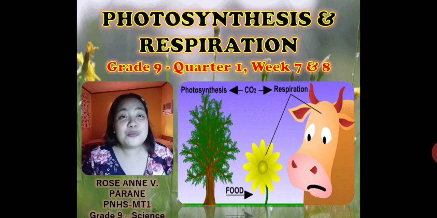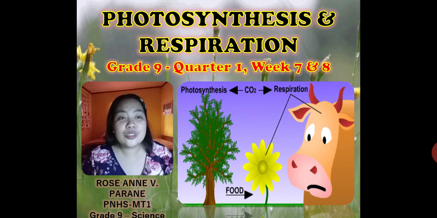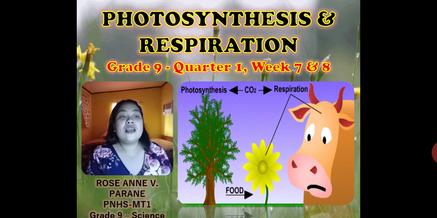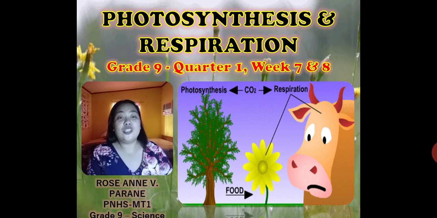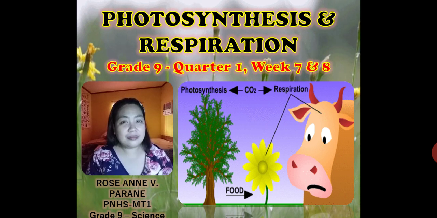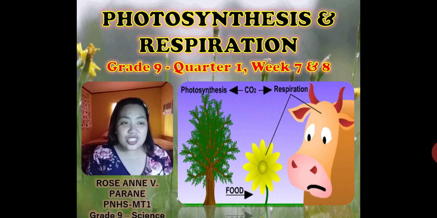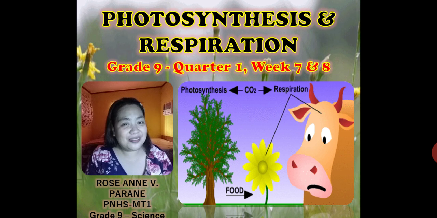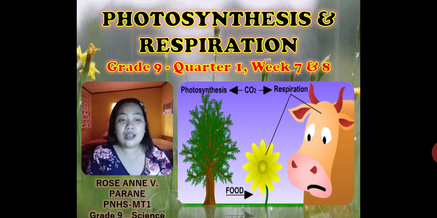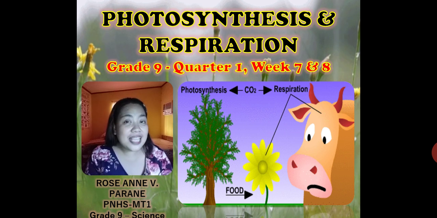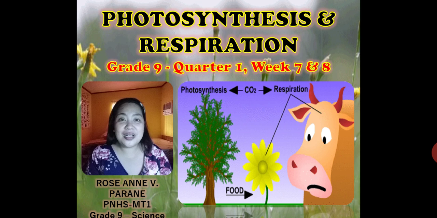Okay, so let us proceed. This lesson will lead you to differentiate the basic features and importance of photosynthesis and respiration. Try to read and understand some concepts and activities to know more about this. The byproduct of photosynthesis is oxygen, released by plants, right? Breathing it, oxygen is necessary so that our cells can carry out cellular respiration and generate ATP.